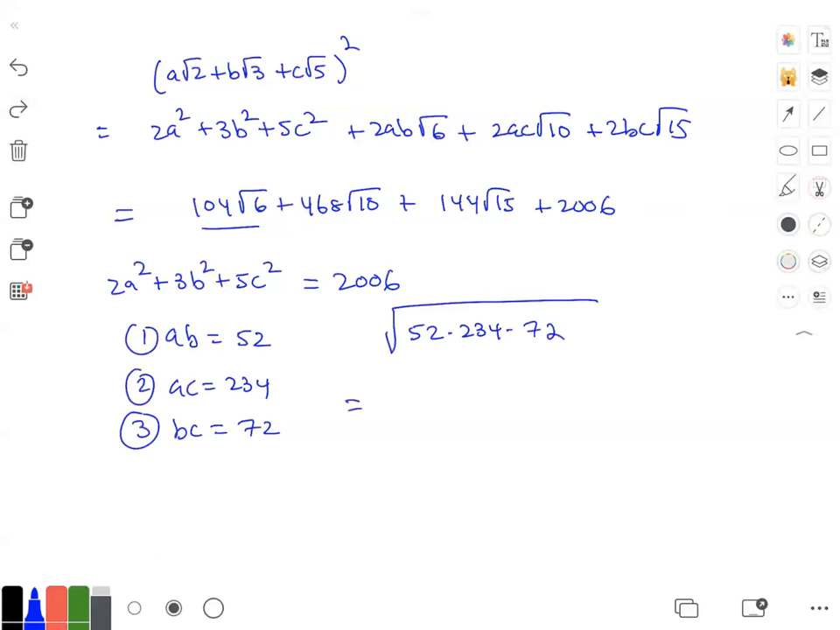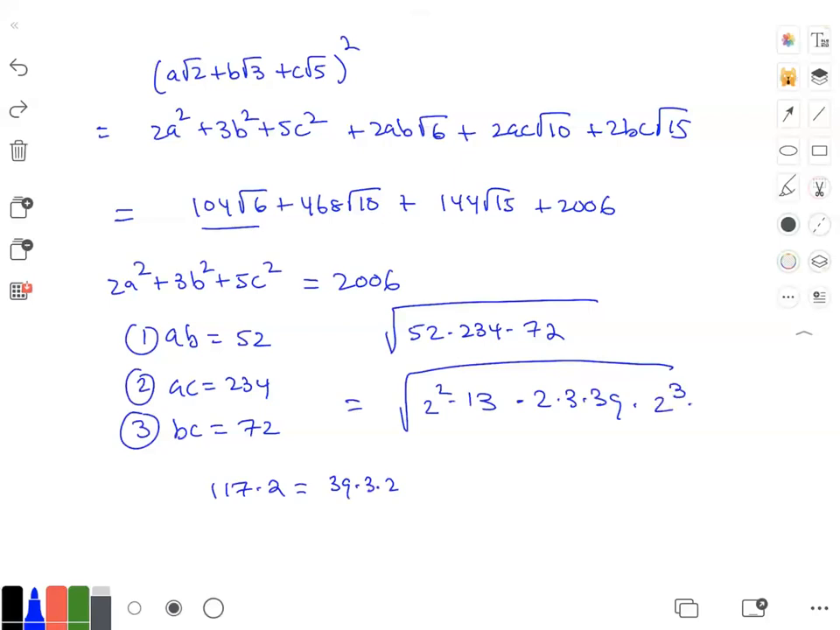And now here's where we prime factorize. So 52 is 13 times 4, which is 2 squared times 13. 234 is, let's see, 117 times 2. And then 117 is 39 times 3. So times 2 times 3 times 39. And then 72 is 36 times 2, which is 6 squared times 2, which is basically 2 cubed times 3 squared. Furthermore, we can write 39 as 13 times 3.